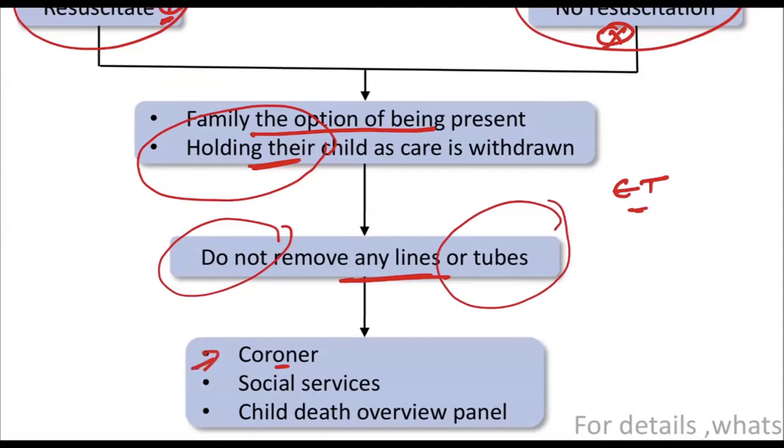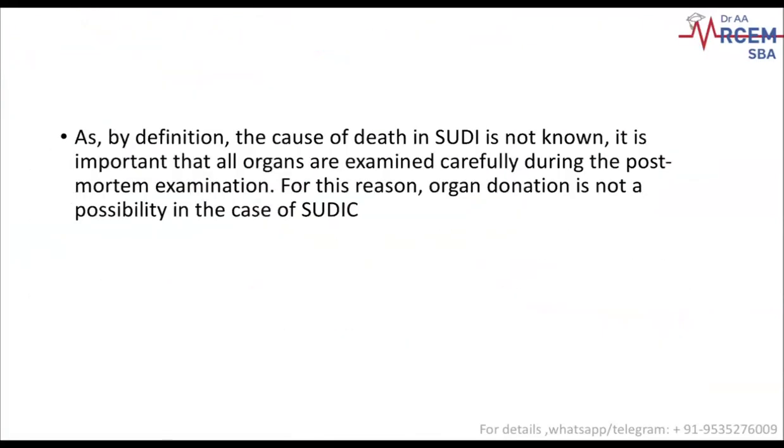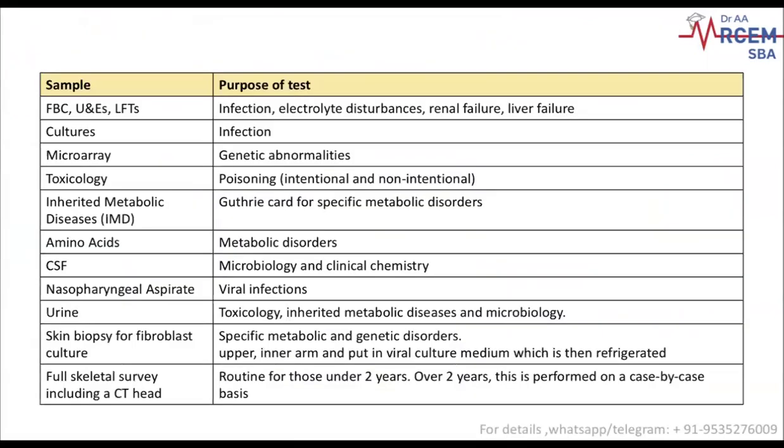Along with it, you will be involving the coroner, social services, and child death overview panels. Everyone will be involved. The whole team should be there by this point of time. This is the complete thing. So remember, whenever you get a call, paramedics should bring the baby to the emergency department. Parents should be there with the child.